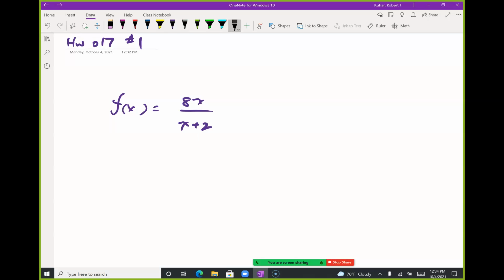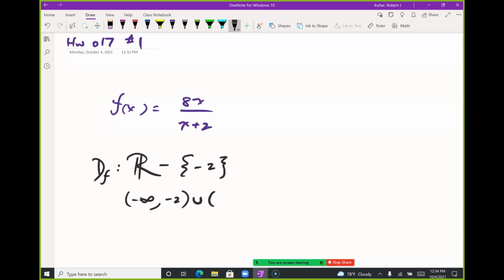So in this one, the only thing I can't let x be is -2. I can use any of the real numbers except for -2, right? So in interval notation, which the book would rather want, negative infinity to -2, union -2 to infinity, right? There's my domain. So everything but that singleton x equals -2. Does everyone agree with that?